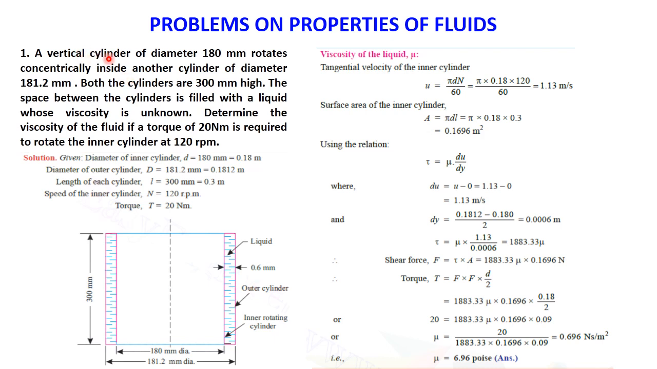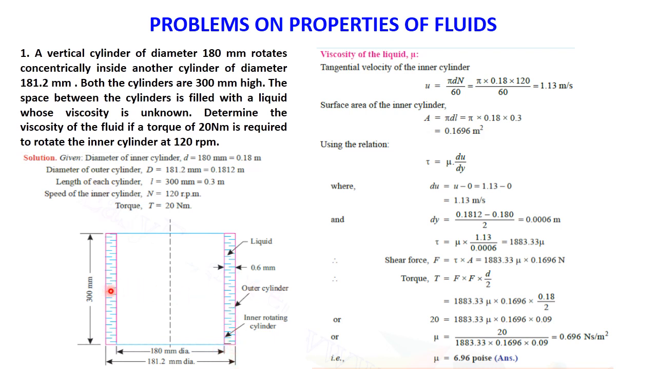So see, there is one vertical cylinder and there is another vertical cylinder. Both are concentric. Concentric means what? The axes of both are the same, or they are parallel to each other. The diameter of one cylinder is 180 mm and the diameter of the other cylinder is 181.2 mm. So observe the diagram here. This is the front view of the vertical cylinders, and one diameter is 180 mm and the second is 181.2 mm. So between these two there is a gap from 181.2 to 180 mm.